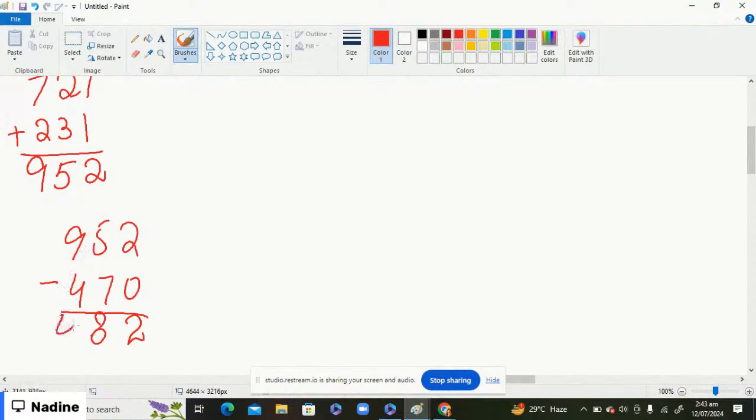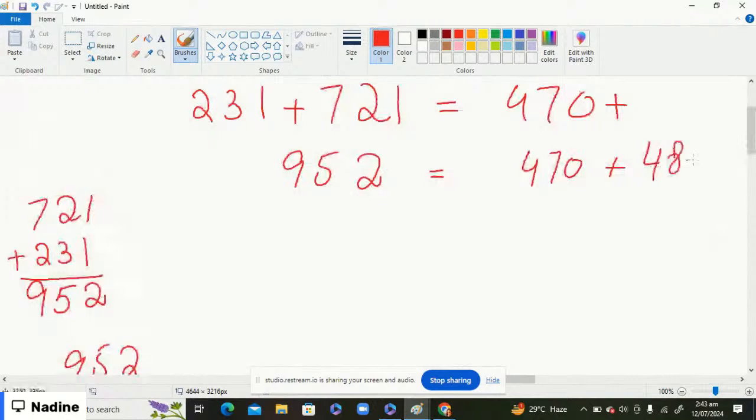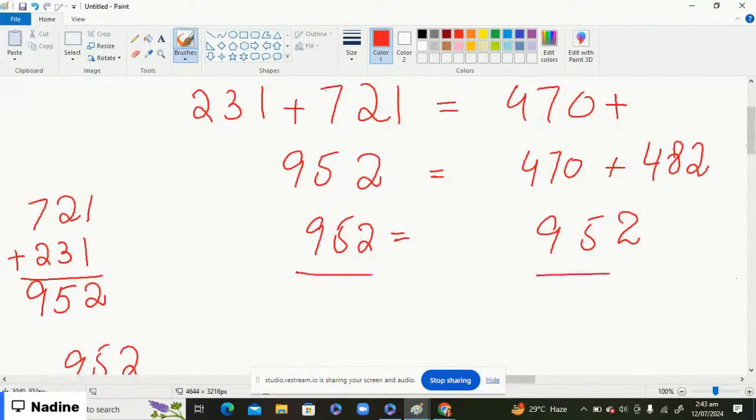So 482. So here when we put 482, let's check 952, and when you add these two numbers, the answer is 2. 7 plus 7 is 14 plus 1 is 15, 4 plus 4 is 8, and plus 1 is 9. So this is the answer that is the same on both sides.